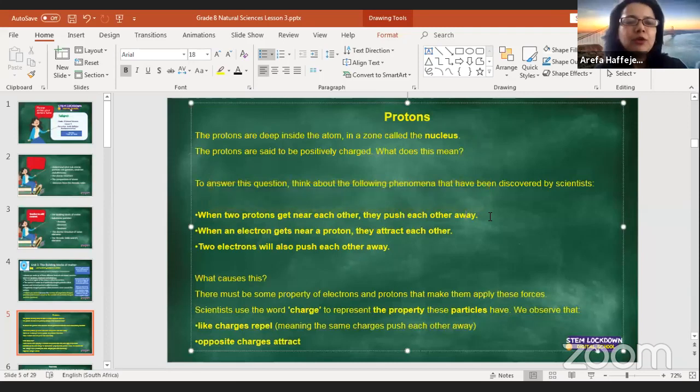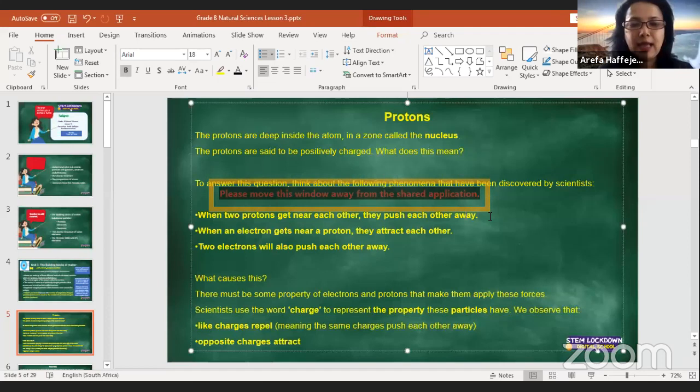So just to recap on protons, they are alike, so they repel each other. Like protons have like charges, they repel each other. Then we have an electron with a proton together. These are opposite charges. One is positive and one is negative. The proton is the positive, so P for positive, P for proton. And then we have the electron, which is negative. And these two attract each other.